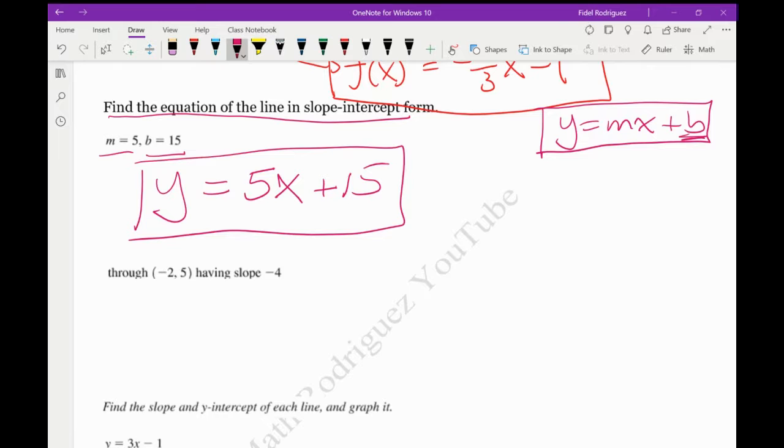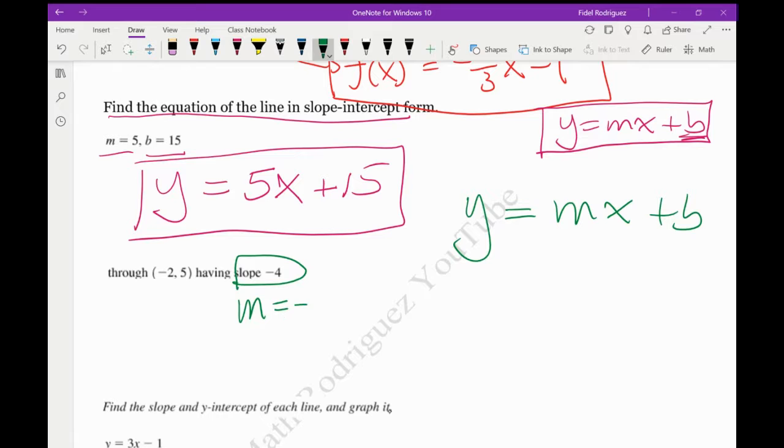All right. Now, let's see if we can do the same thing for the next one. It says it's going to go to the point -2, 5, and it has a slope of -4. Okay, so just like we were doing before, I'm going to write out this equation here. y equals mx plus b, right? I already know the slope is -4, so m is -4, okay? Now, they didn't give me the value for b. They didn't give me the y-intercept. They just gave us some random point, okay?